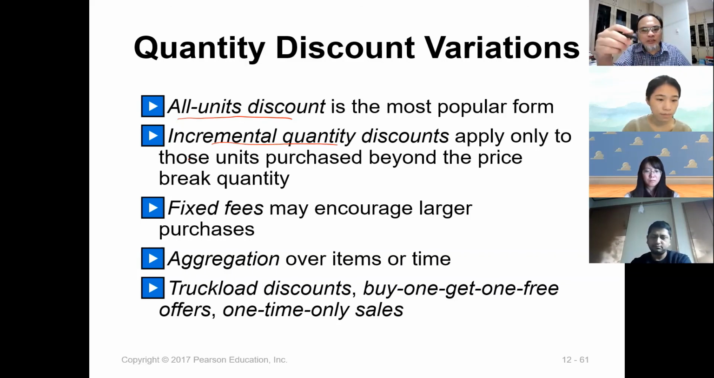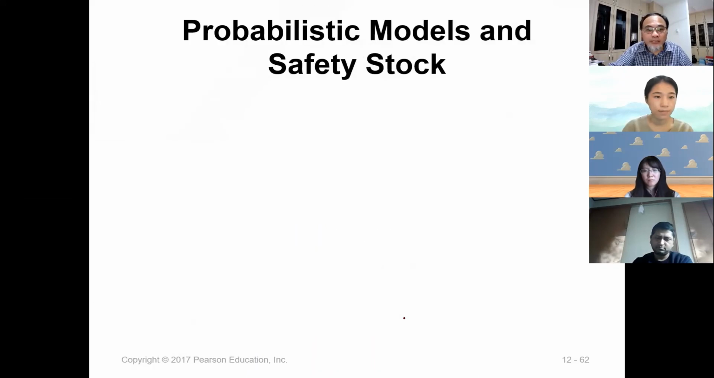Aggregation over time, over items: the more that you buy, the cheaper it's going to be. There are so many variations of discount: truckload discount, buy one get one free, which I mentioned just now already, or one time only sales. So this is happening today. I do not know about this current pandemic, how it is affecting this.